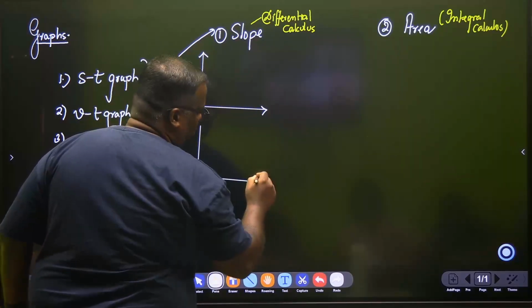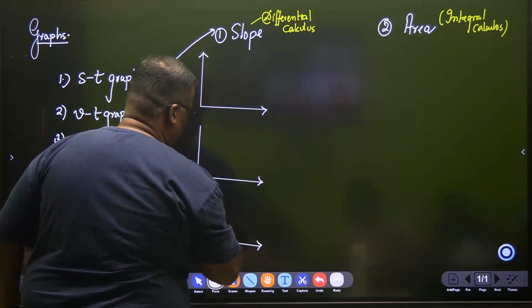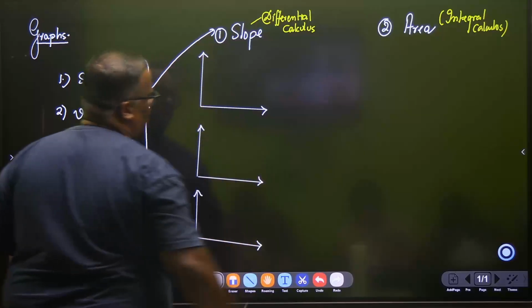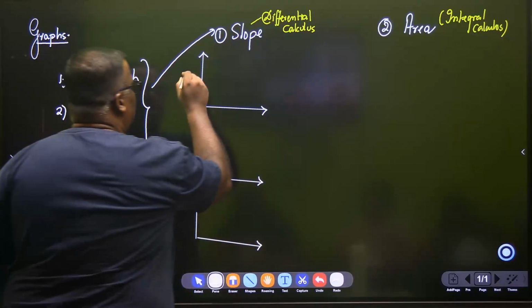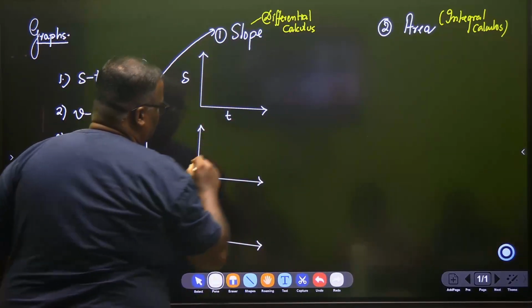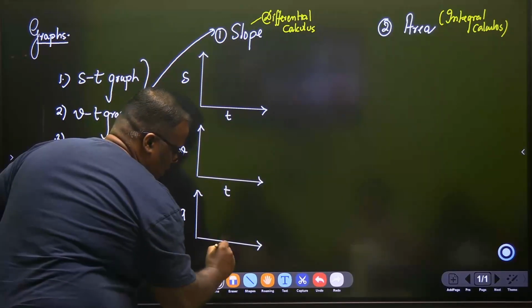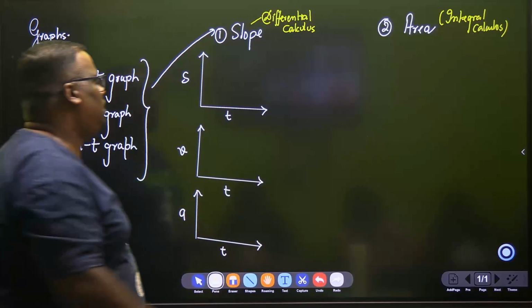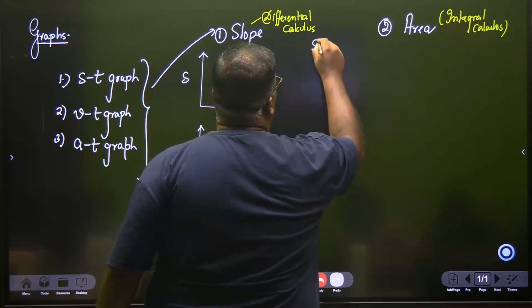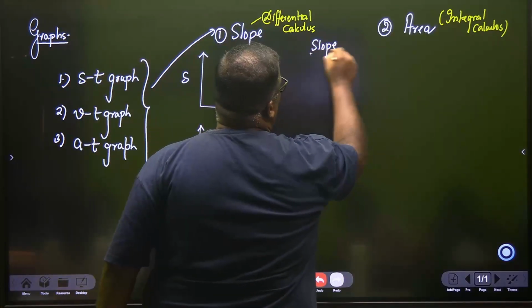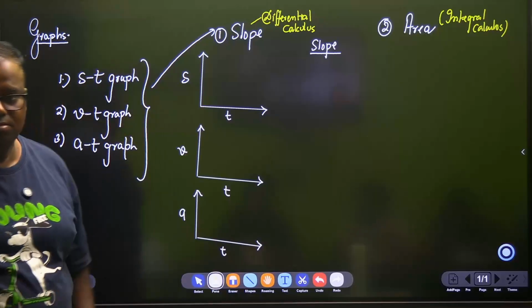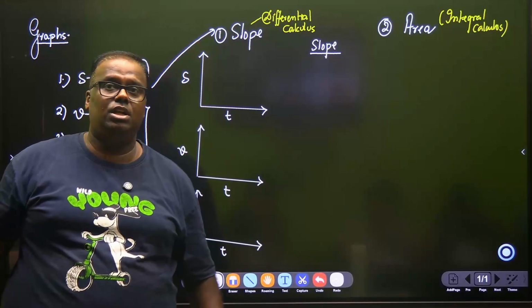Please ask questions. There will be a lot of doubts in this chapter. From here a lot of doubts will start. Okay. My first graph is an ST graph. This is a VT graph. This is an AT graph. In all these graphs, the slope will tell me some information. What is that information?